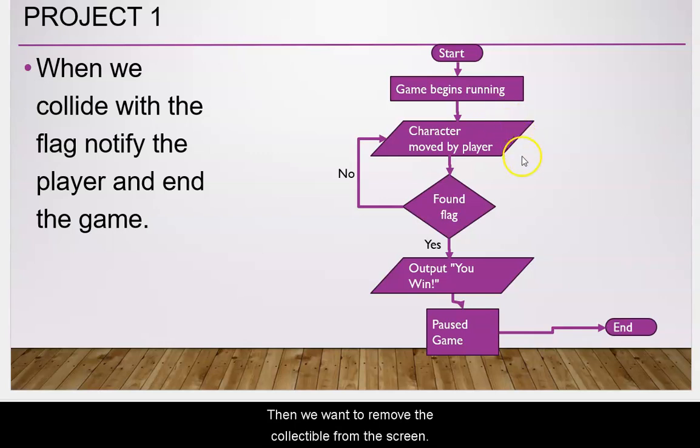Then we want to remove the collectible from the screen. Then we're going to want to have a variable that we're going to increment. So we're going to make collected equal collected plus 1. And then we're going to want to have it go back into the loop of getting character movement. And then it's going to do the same thing over again until it has all 5 things collected. And then once it does, you're going to output to the user, pause the game, and end.